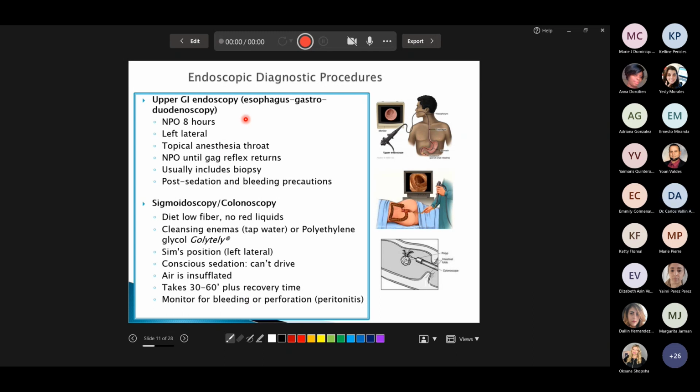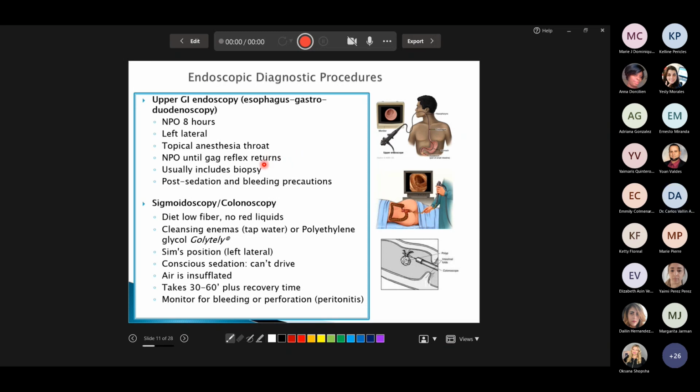And the second medication is topical local anesthesia spray in the throat. When a person has a topical anesthesia in the throat, the person should not eat or drink after the procedure until the gag reflex returns, and that is something to have in mind. This test is not using X-rays. For that reason, a pregnant woman can have an endoscopy.